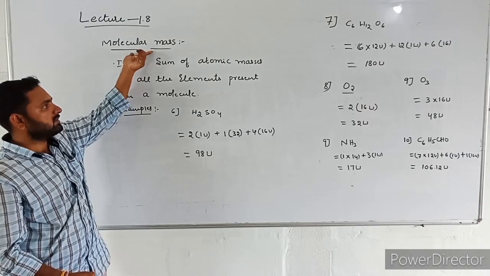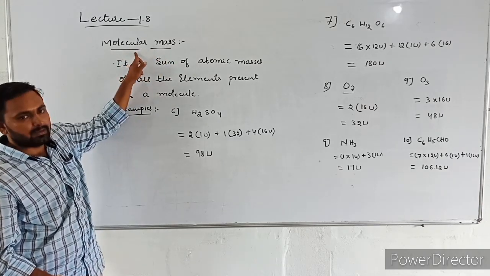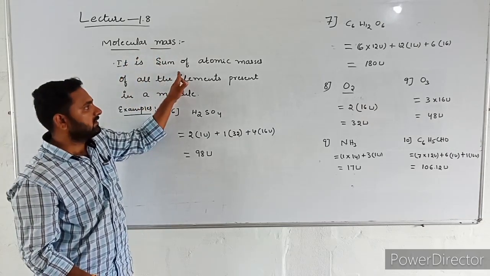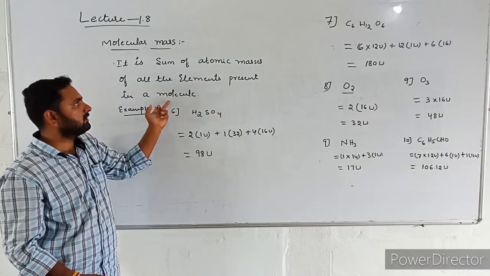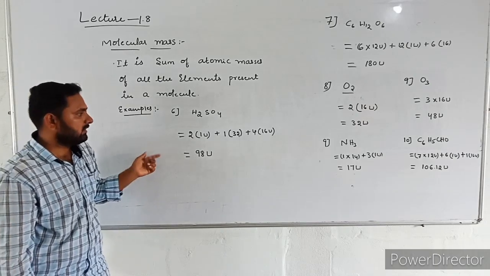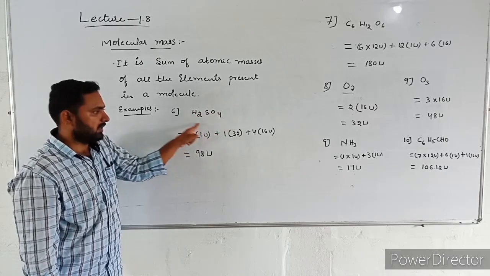What is molecular mass? How do you calculate? Molecular mass means it is the mass of a molecule. It is the mass of one molecule. How do you calculate? By adding atomic masses of all the elements present in a molecule, we can calculate molecular mass. Just add atomic masses of all the elements present in a molecule.